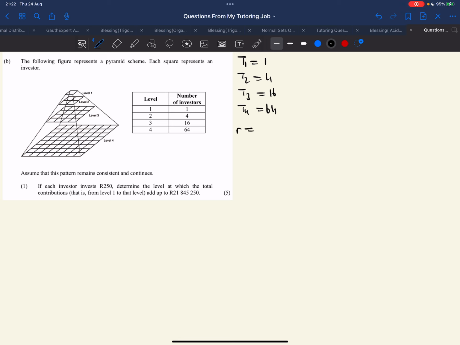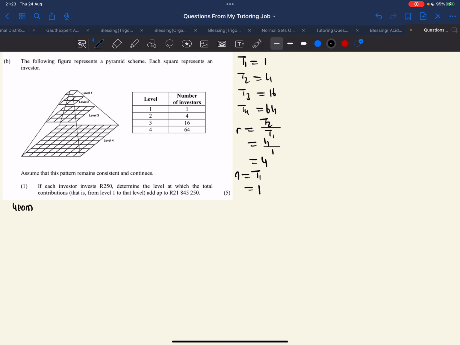Now, remember, to find R, you can say T2 over T1. Remember, T2 is given as 4. T1 is 1, so we have our R being 4. And then remember, A is the same as T1, which is basically going to be 1. Okay, so we have our A being 1 and our R being 4. Now, remember that we are dealing with a geometric series, right?